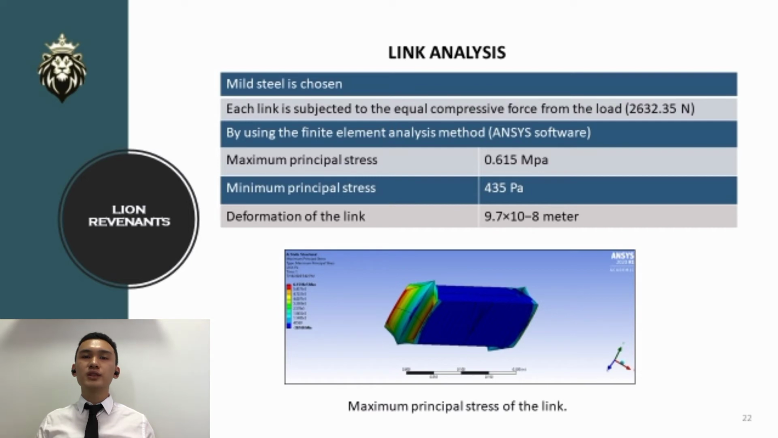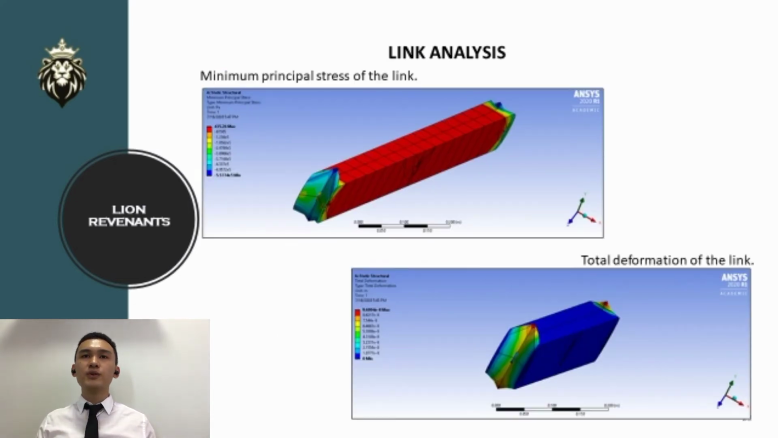Mild steel is chosen, and by using the finite element analysis method with the aid of ANSYS software, we found that the maximum principal stress is equal to 0.615 megapascal, the minimum principal stress is equal to 435 pascal, and the deformation of the link, which occurs at the edge of the link, is equal to 9.7 times 10 to the power of negative 8 meter. Following is the link analysis performed by ANSYS.